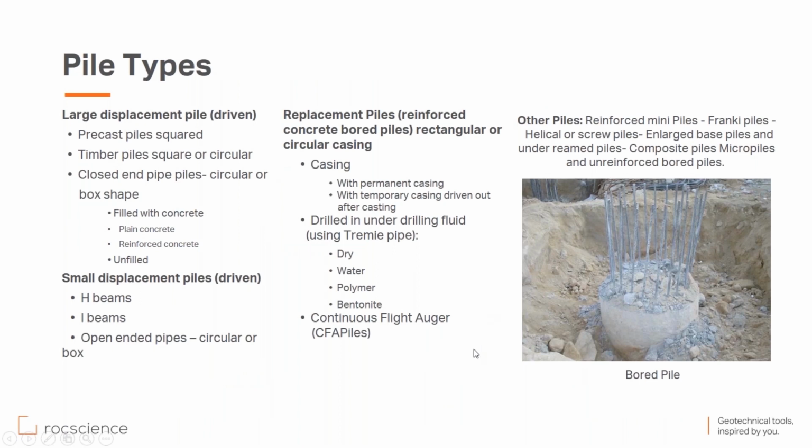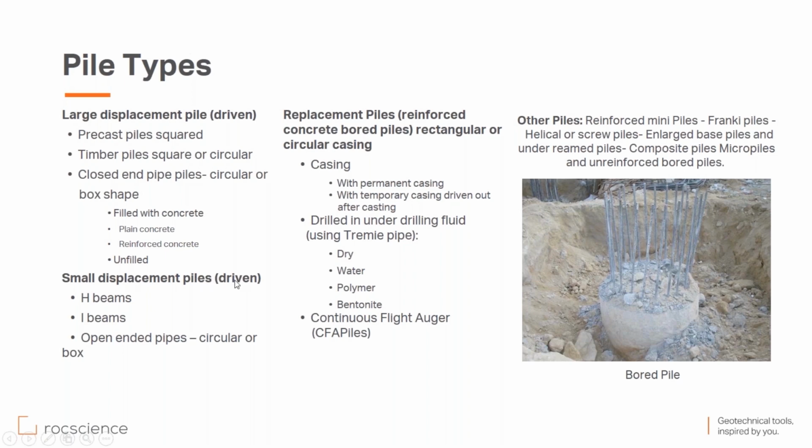Piles may usually be divided into displacement piles and replacement piles. The displacement piles may be large displacement piles like driven piles, precast piles, timber piles, closed-end pipes. They may be circular or box-shaped, filled with concrete or plain concrete or reinforced concrete and unfilled.